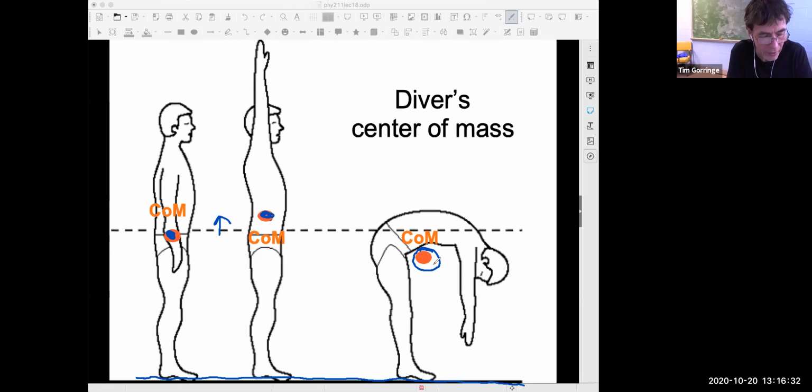There's an interesting point here. An object's center of mass doesn't have to be physically in the object itself. In the first two cases, the diver's center of mass was inside the diver somewhere. But in the third case, it's actually outside the diver. That's where the center of mass is.